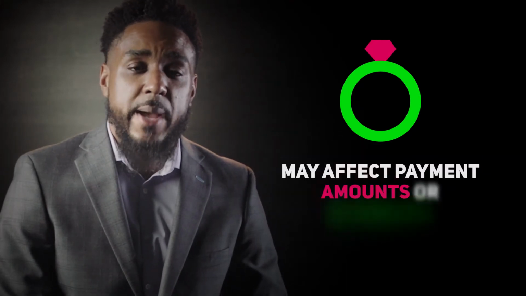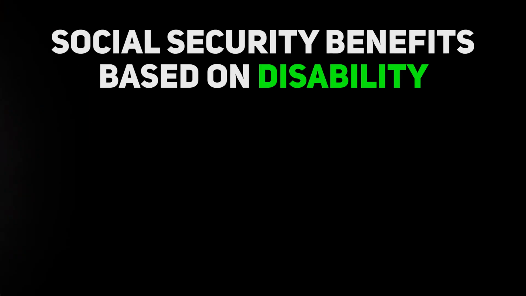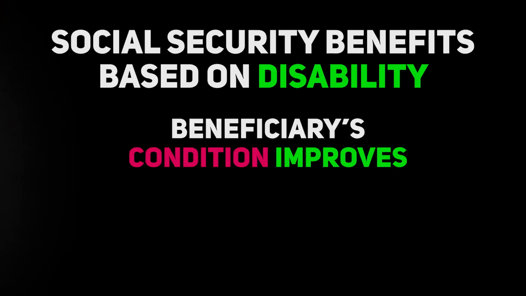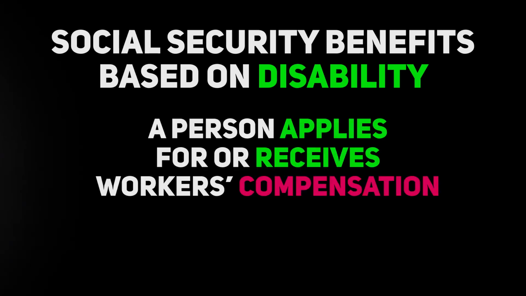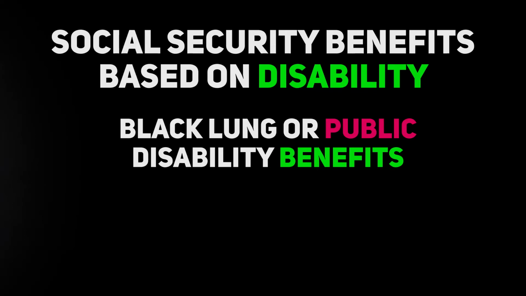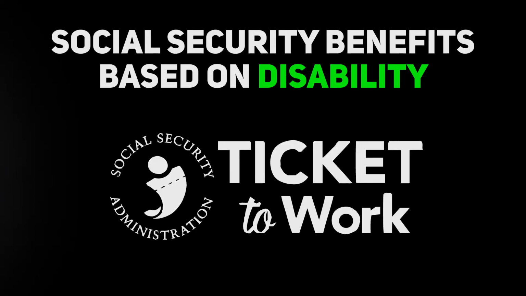Any marital changes must also be reported. Depending on the type of benefit received, a change in marital status may affect payment amounts or eligibility. For Social Security benefits based on disability, you must report if the beneficiary's condition improves, if a person applies for or receives workers' compensation, black lung, or public disability benefits, and if the beneficiary is offered services under the Ticket to Work program or returns to work.